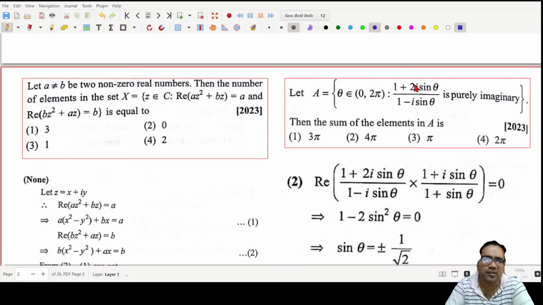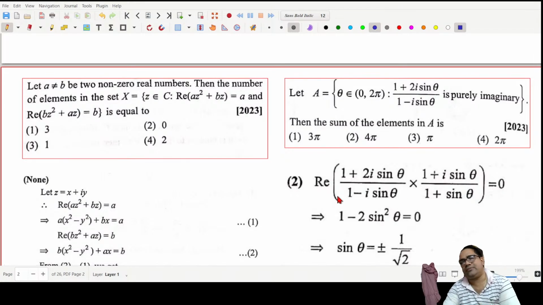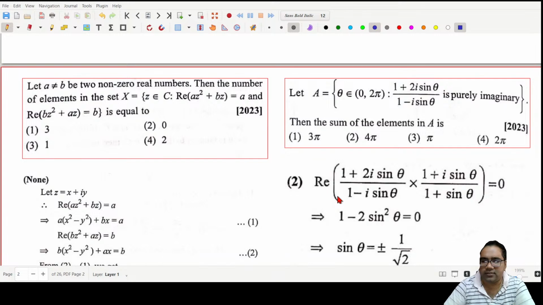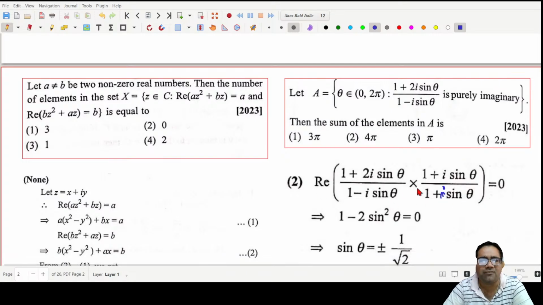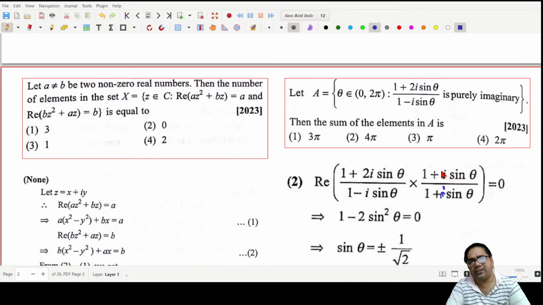So the method here is to convert this by this to a complex number. What you will do? We will multiply this with its conjugate. You remember this, no? Okay, so there is a typo here. This is 1 plus i sine theta. If you multiply with its conjugate, what will happen? At least the denominator will be free of i. a plus b into a minus b is a square minus b square. The denominator will be free of i, and the numerator will get converted into x plus iy. Agree?